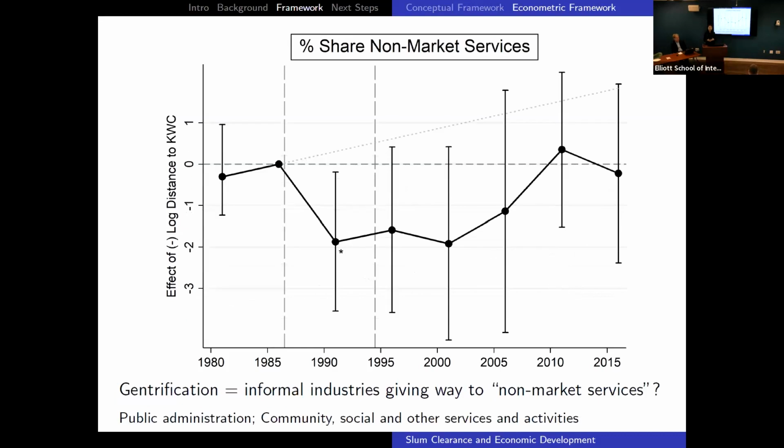As for non-market services, we saw them rising over time after 2000. So as for the initial figure about the market services reduction, we suspect that it was first replaced by the increase in informal industries from KWC and later replaced by non-market services over time. So the gentrification, we suspect, comes from the informal industries giving way to the non-market services.